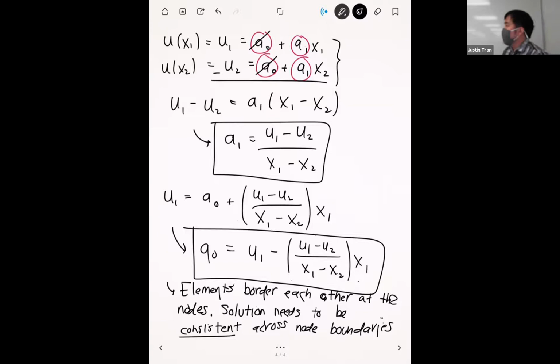The way that we ensure consistency is that we formulate the solution on each of the elements in terms of its nodal values, and we keep those consistent throughout this entire process. As long as we assume from the start that the different elements bordering each other share the same solution value there, then that ensures that we have this consistency requirement satisfied.